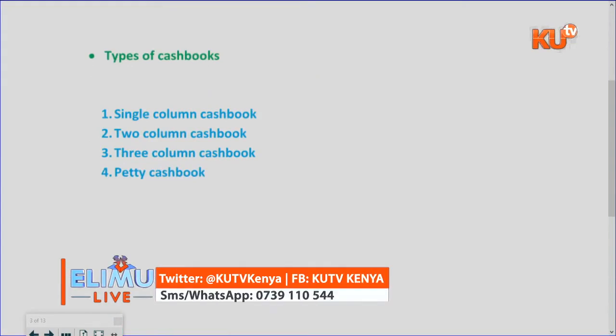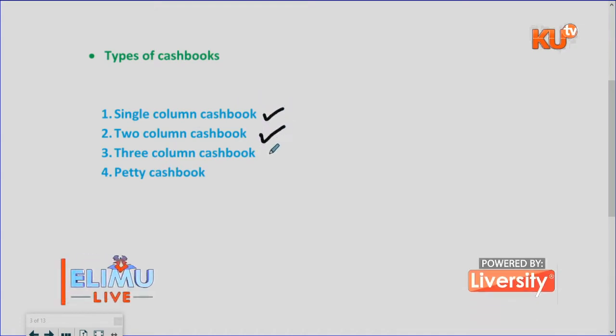And there are 4, or rather 5, types of cash books. We have the single column cash book. We have the 2-column cash book. We have the 3-column cash book. We have the petty cash book. And again, there is what we call an analytical cash book that I have not captured here.